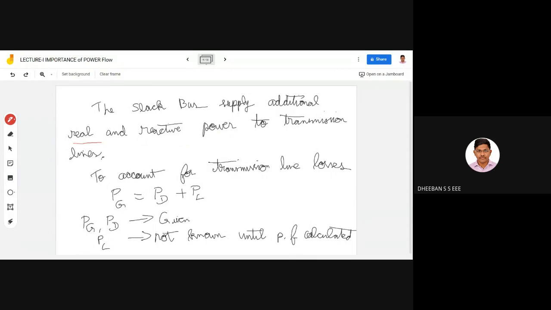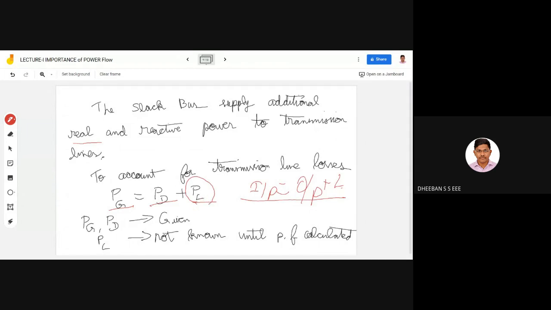So to account for the transmission line losses, as I said, generally you know that your input will always be equal to the summation of the output plus your losses in any kind of electrical system. The same thing occurs over here. So here your generated power will be equal to the distributed power plus the losses.